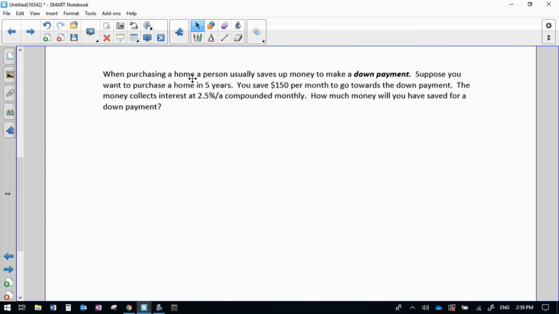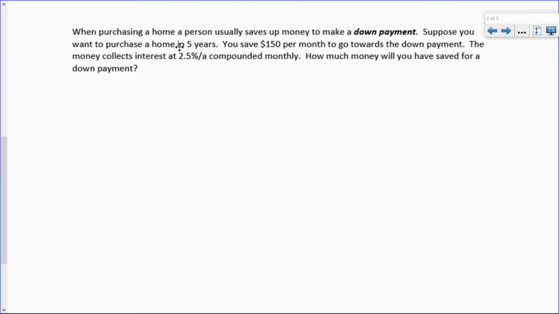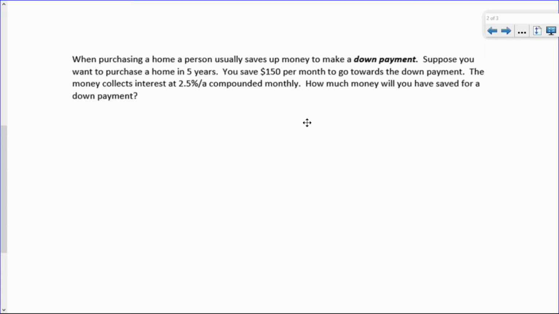When purchasing a home, a person usually saves up money to make a down payment. A down payment is like the money that you put up front for the home, not what you borrow, but what you actually have in cash to begin paying off the home. In Canada, I believe you must come up with about 5% of the price of the home to come up with a mortgage. So let's say in this example that you want to purchase a home in 5 years.